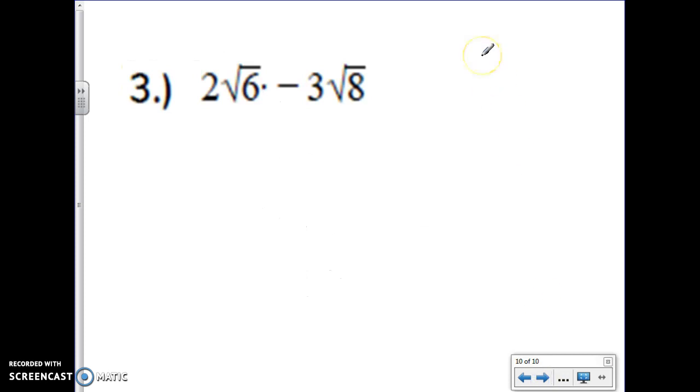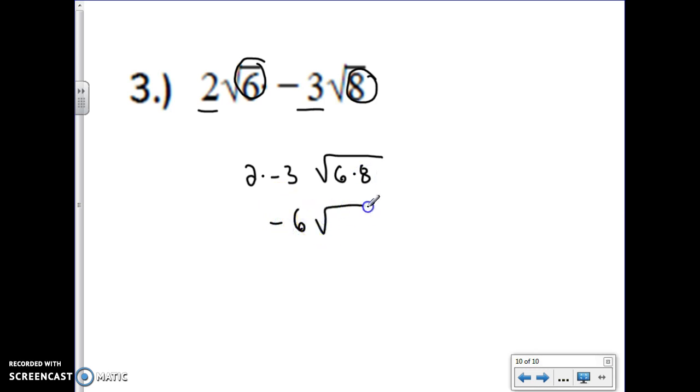And let's look at the last one right here. I'm taking 2 square root of 6 times -3 square root of 8. Same idea. Whatever's in front of the radical signs, I can multiply together, so I get 2 times negative 3. Whatever's underneath, I can multiply together, so I get 6 times 8. So I got -6 square root of 48.